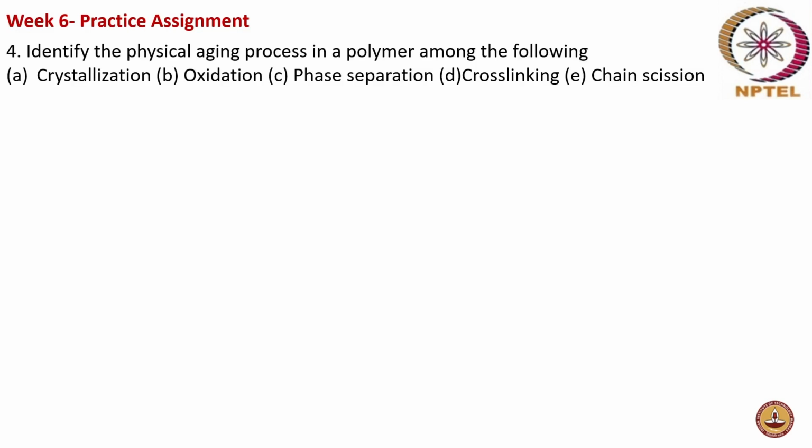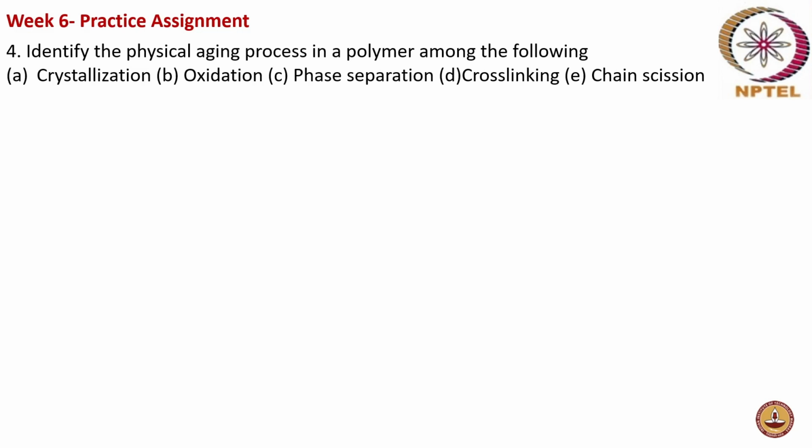Next question. Identify the physical aging process in a polymer among the following. So they've given four options, from which you have to identify which are the physical aging process. Okay. So they've given crystallization, oxidation, phase separation, cross-linking, and chain scission. So from this, we have to identify which are the physical aging process in a polymer.